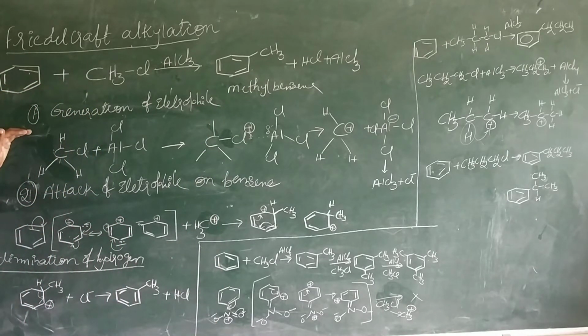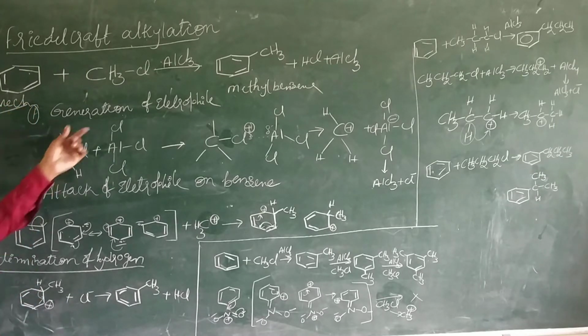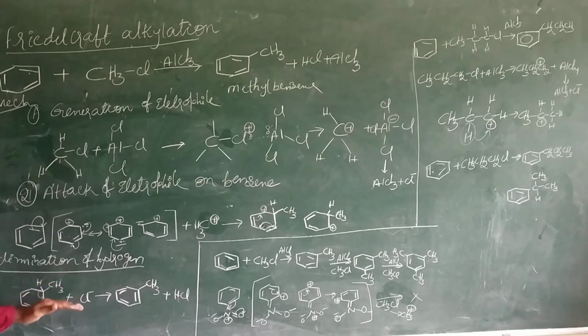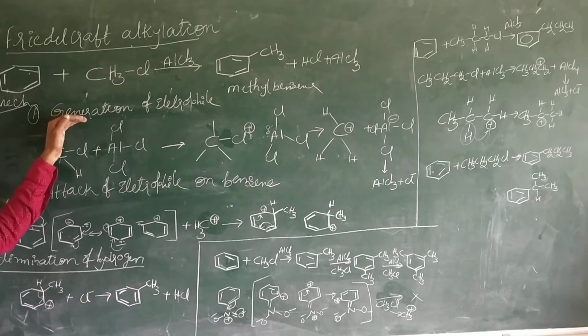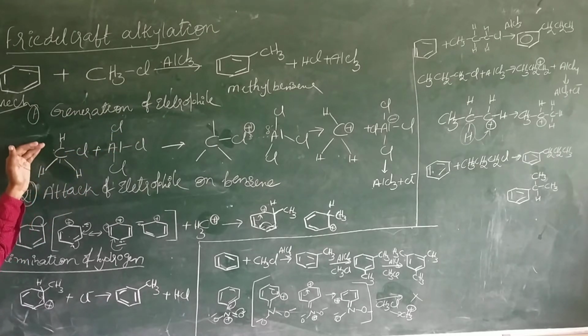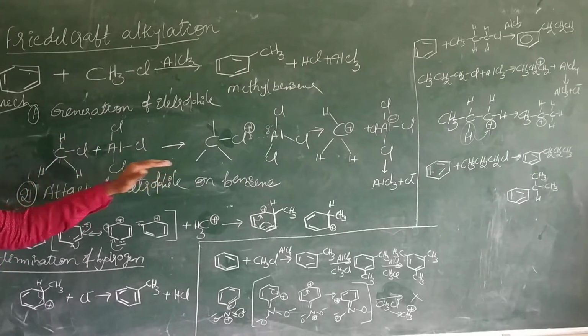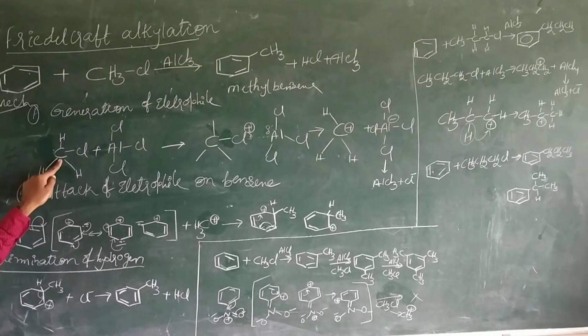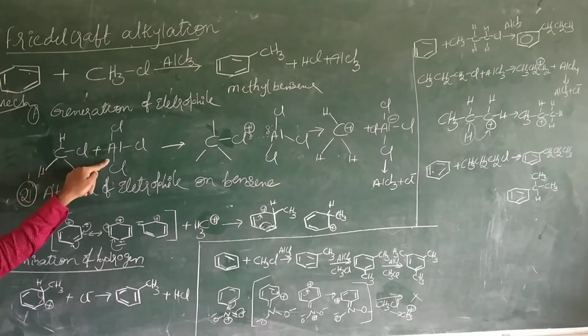In the general mechanism of this reaction, first of all we should produce the electrophile. After that, the electrophile will attack the benzene, and after that formation of product takes place. Here the electrophile comes from methyl chloride. This methyl chloride is converted into the electrophile. The carbocation formation takes place in this case.